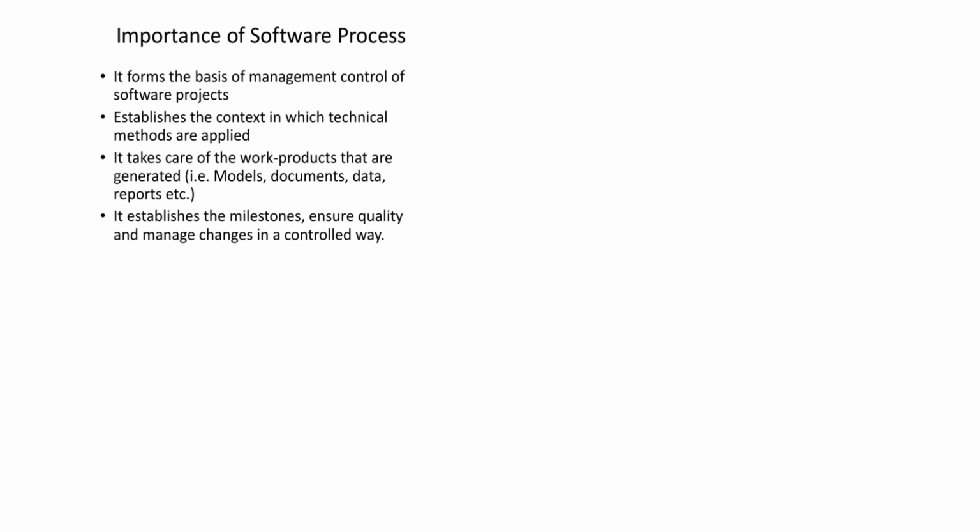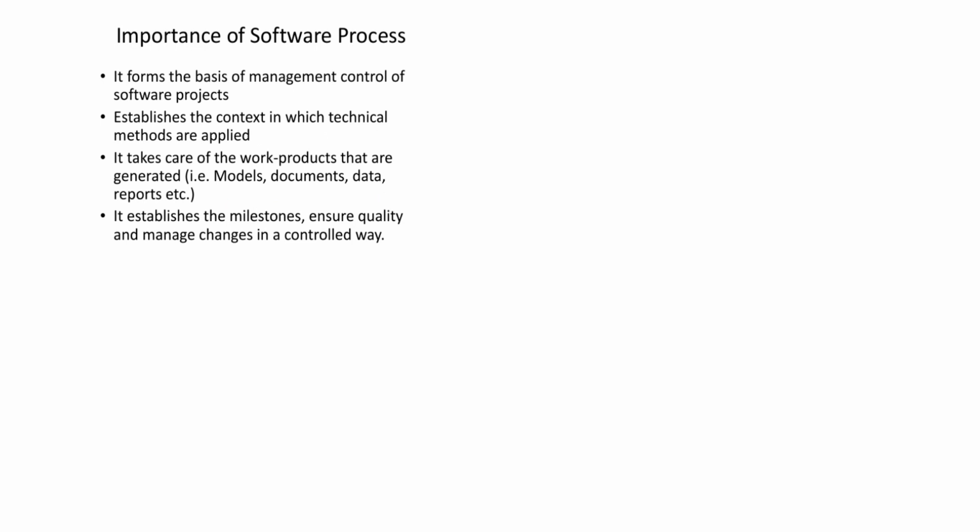It establishes the context in which the technical methods are applied. It takes care of the work products that are generated. Each stage of software engineering generates certain work products, like requirements generate SRS, design generates SDD, and test plans, maybe documents, maybe models, maybe data. All of them are defined by the process itself. Which stage will produce what is defined by the process, and it establishes milestones, ensures quality and manages changes in a controlled way. You have to do all this with a set of processes only.